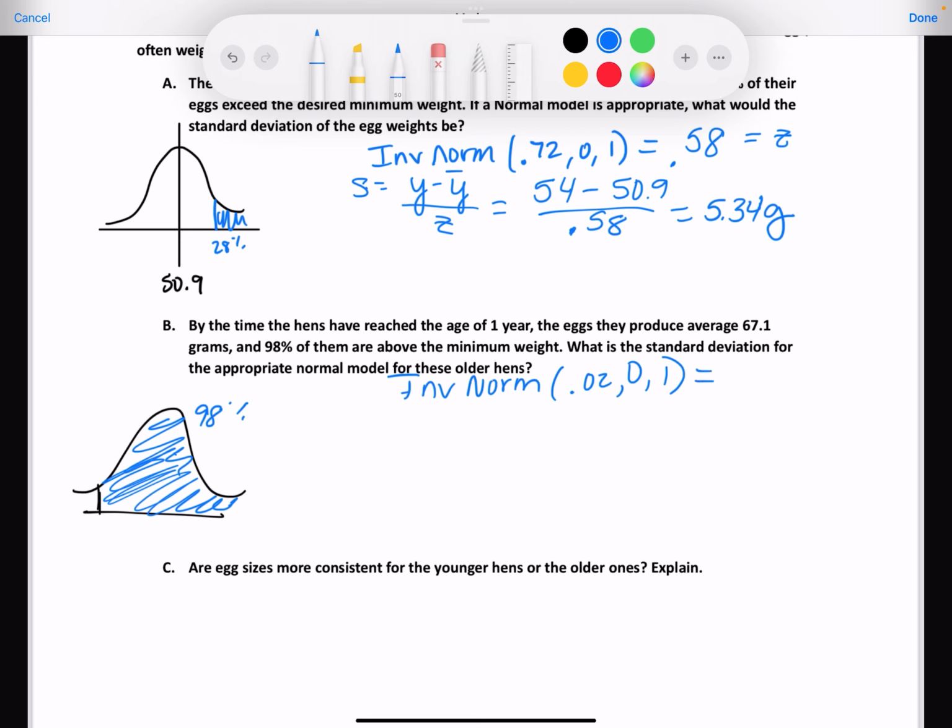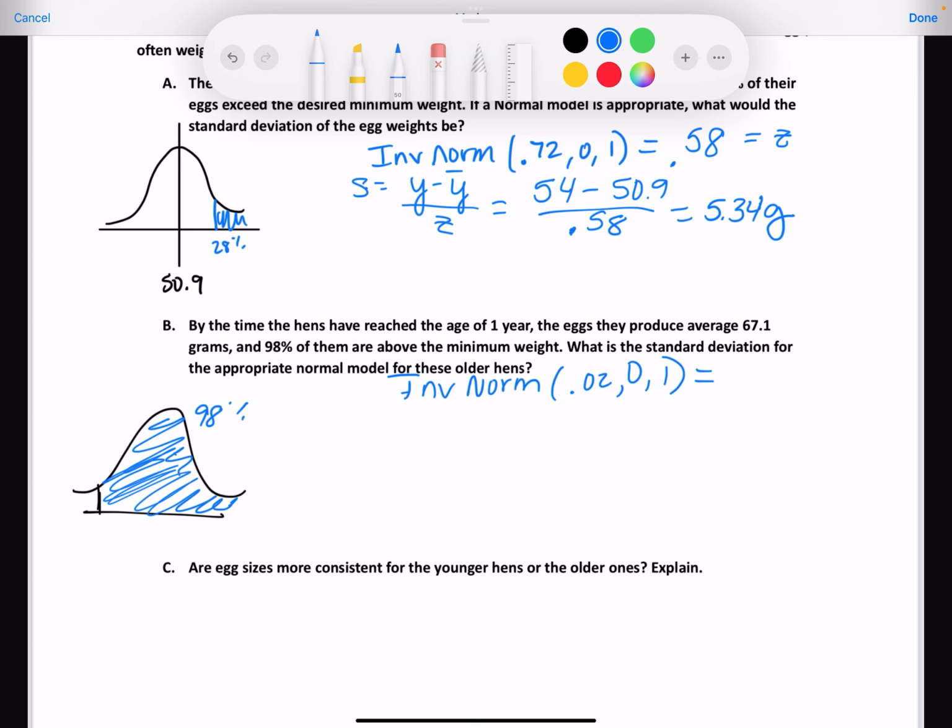Why are we using 0 and 1? Because we don't know the standard deviation. So we can't use the mean if we don't know the standard deviation. Okay. So then the numbers in the parentheses, it goes area, which is your percent, and then mean and standard deviation. Which if we know both of those things, we type them in, but we don't. And it says assume a normal model is okay. So that's why we're doing it.